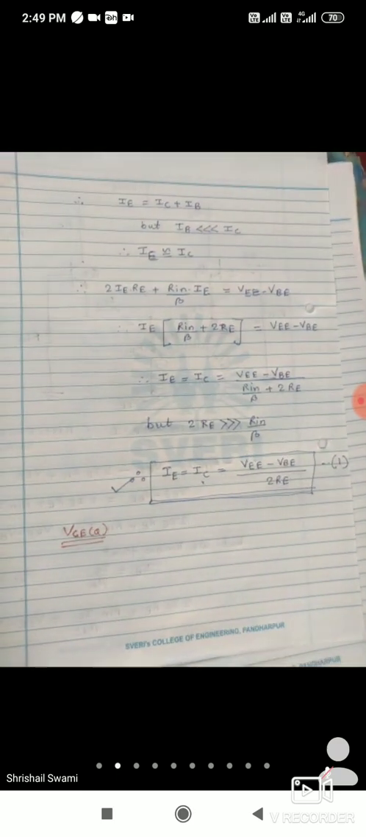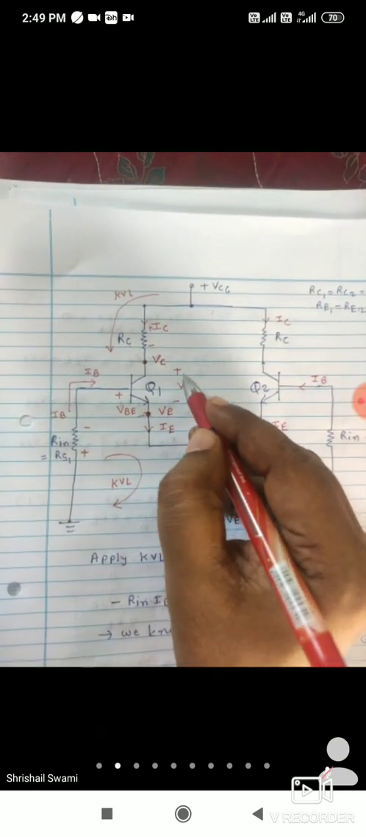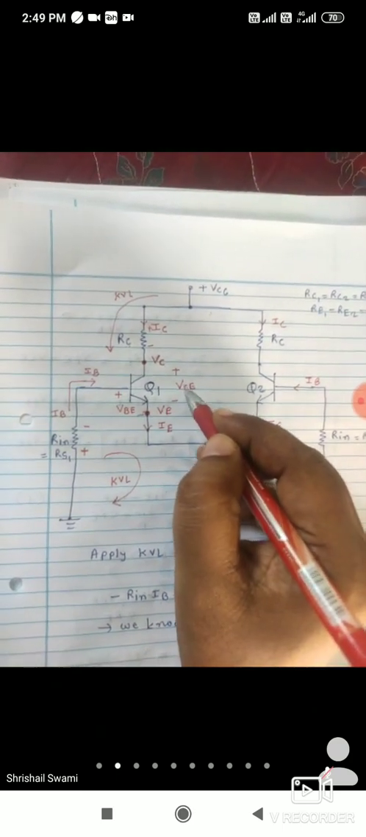Okay. So for that, what do we have to do now? How to find it out? That I will show here. See here, the collector to emitter voltage means plus minus VCE. So how to find plus minus VCE? VC is nothing but the voltage between 2 points. What is the formula for voltage? Potential difference between 2 points. So VC means collector voltage minus emitter voltage. Right. Now apply KVL at the collector loop.